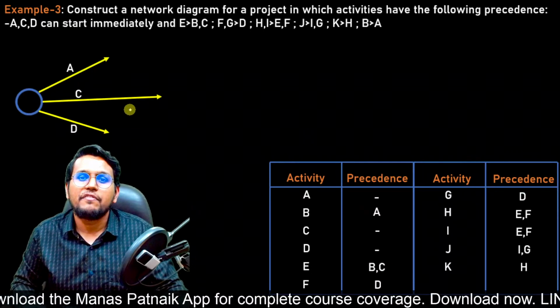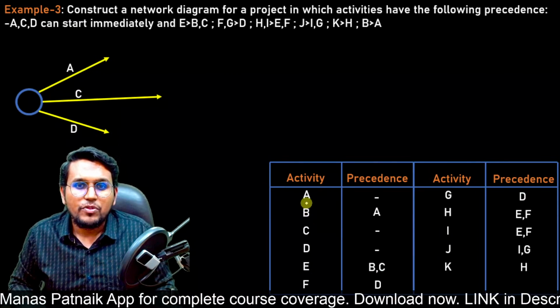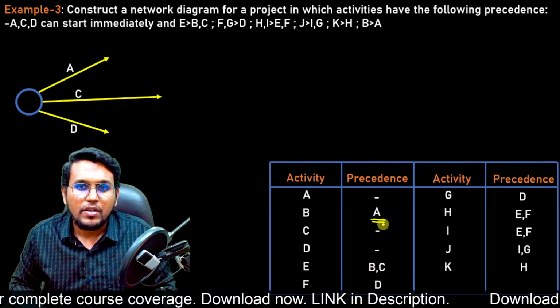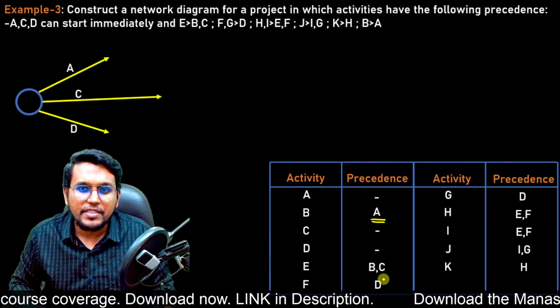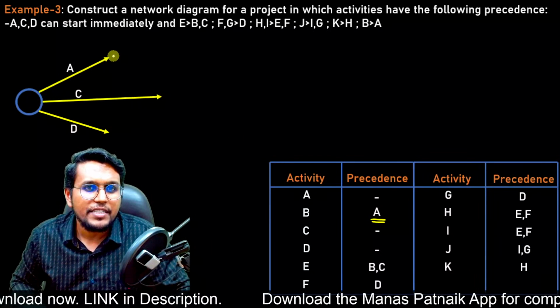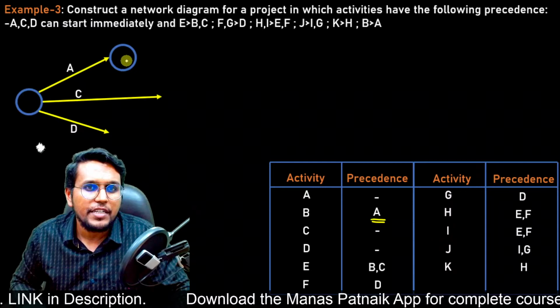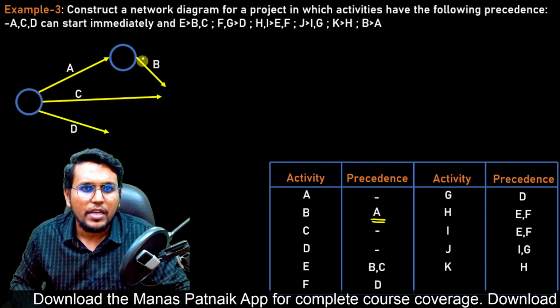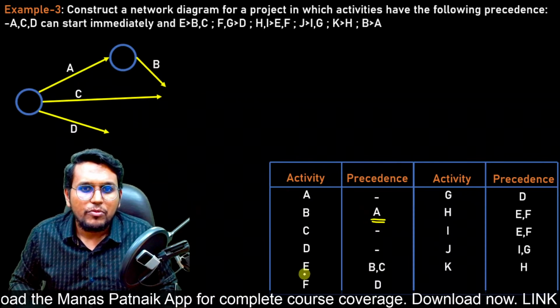Fine. Very nicely. Now let us move to activity B. It depends on A only. And let us see in the precedence if A is in combination with any other. No. So immediately I can end activity A here and I can start activity B from here. So let us again move ahead.